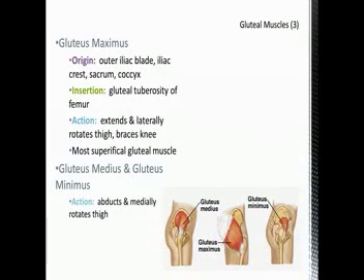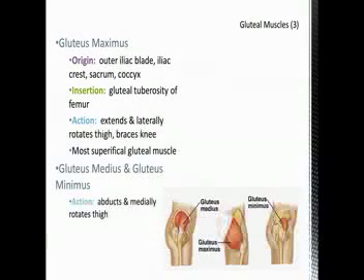All right, now the gluteal muscles. We actually have three distinct gluteal muscles: gluteus maximus, gluteus medius, and then gluteus minimus. You're going to need to know the origin, insertion, and action of the gluteus maximus muscle. Origin of gluteus maximus includes the outer iliac blade and the iliac crest of the os coxae, then the sacrum, and then the coccyx itself. Insertion point is the gluteal tuberosity of the femur. And then action of gluteus maximus includes extension, lateral rotation of the thigh, and it also braces the knee.